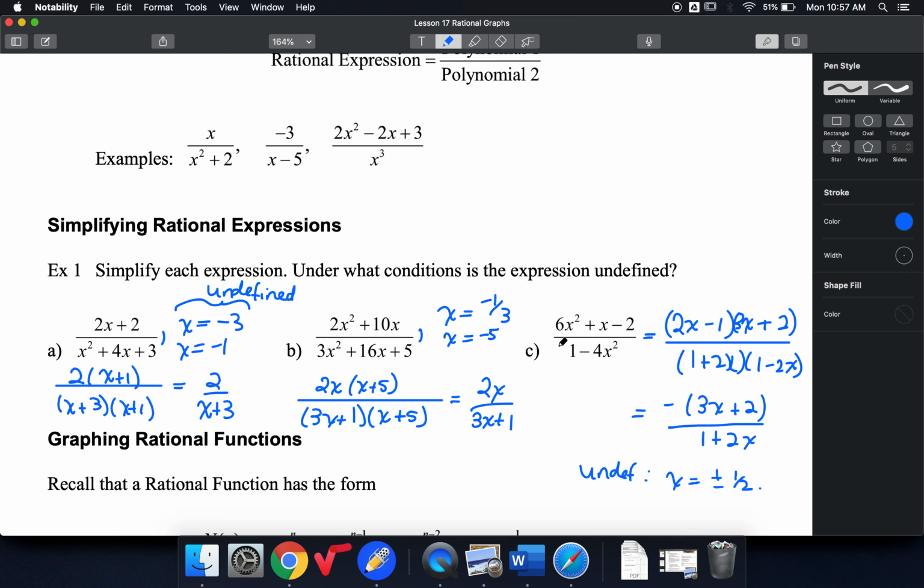All right, so that's defining and simplifying rational expressions. In the next videos, I'm going to talk about the graphing of them.